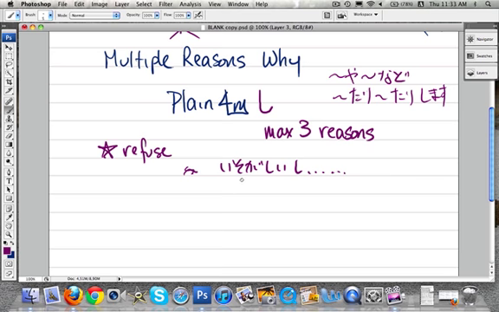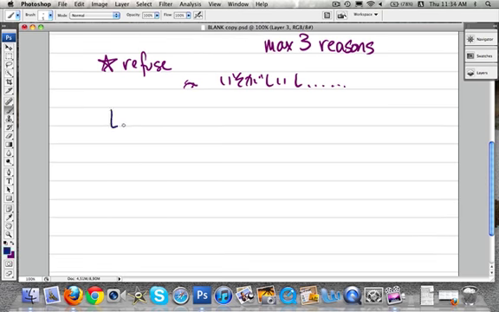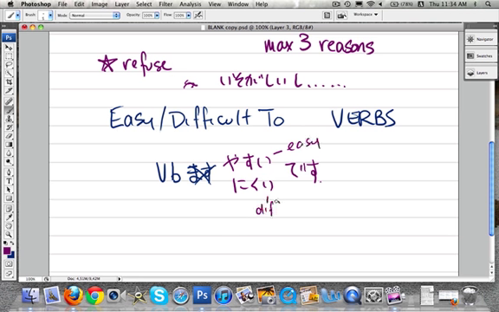Another way we gave reasons is in saying that something was easy or difficult to do. And this is a way to do things with verbs only. And what it says is take the root form of the verb, which is the verb minus the masu, and either add yasui or nikui and then desu. This is the idea of yasui, meaning it's easy to, nikui meaning it's difficult to.